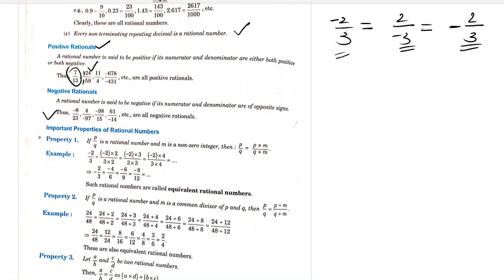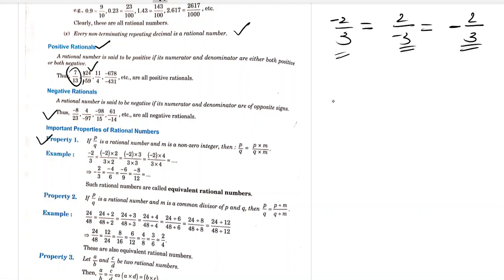Some properties of rational numbers which they have discussed here. If P by Q is a rational number and M is a non-zero integer, then P by Q is equal to P into M upon Q into M. So if you multiply P by Q, that's any rational number, with the same number in the numerator and denominator, the rational number still remains the same. Such rational numbers are called equivalent rational numbers.